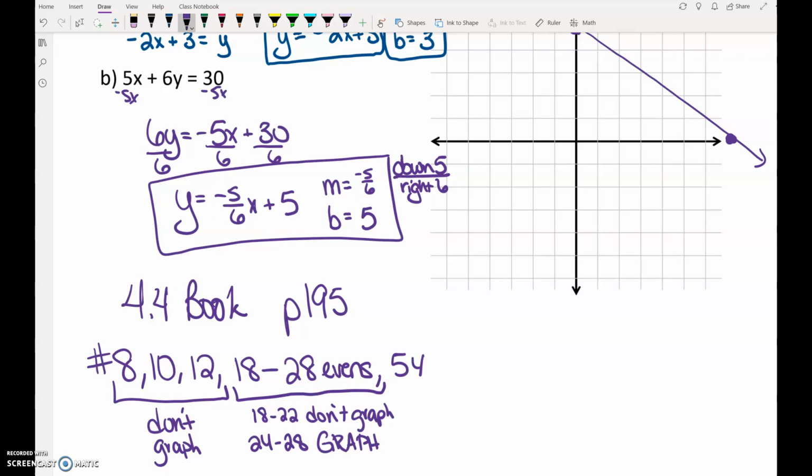And I have a piece of graph paper to give you that has 3 graphs on it. And then I think number 54 is just like that picture where you're picking out which line represents which slope. So only 24 through 28, those are the 3 problems. 24, 26, and 28, those are the 3 problems that you will need to graph.